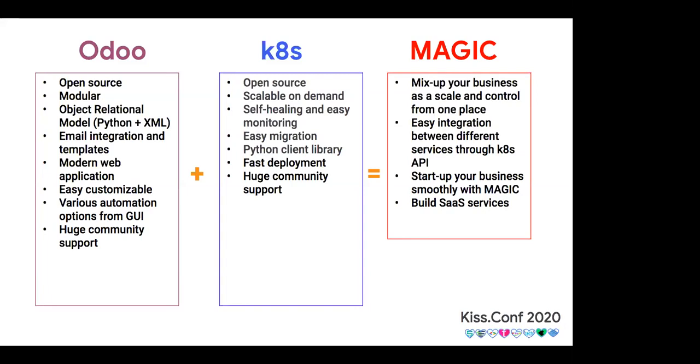It's easily customizable. It has a lot of options like scheduled actions and automated actions from the GUI, so you don't have to write everything in the backend. For example, if you forgot something in the code, you can change it on the fly in the database. Most of the events you can choose are human readable, and it has huge community support.